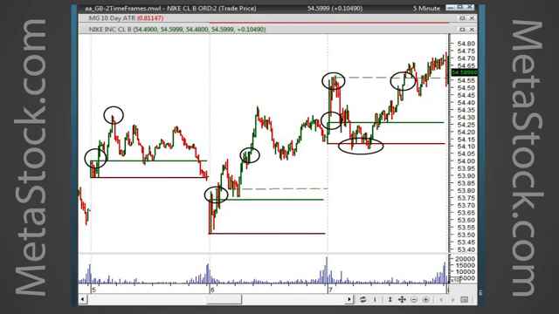So let's just take a quick look at, one second. Okay, let's just take a quick look at Nike here. And what I want to show you with this is just the consistency that the opening range offers in terms of understanding how the market's going to trade.